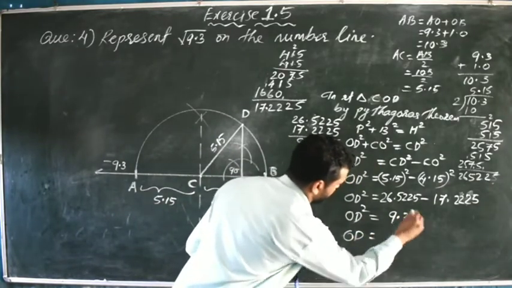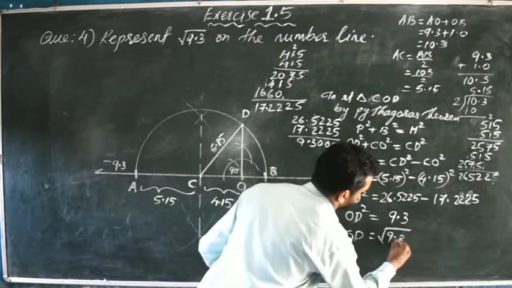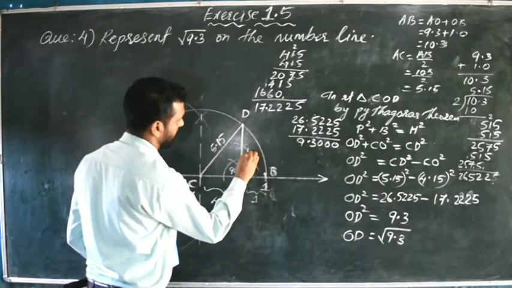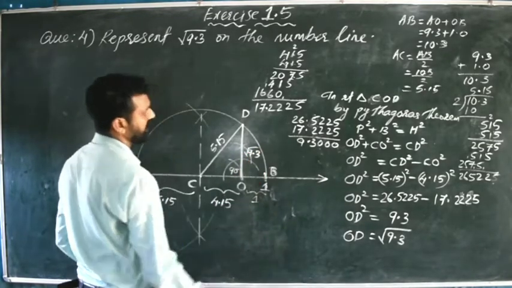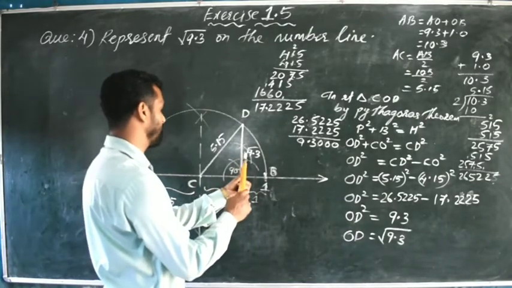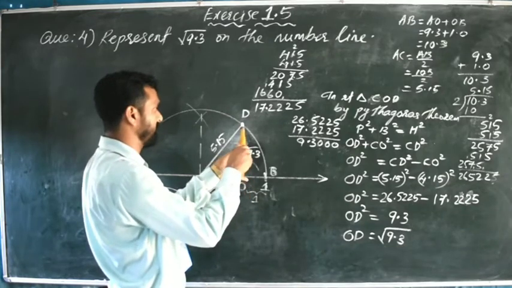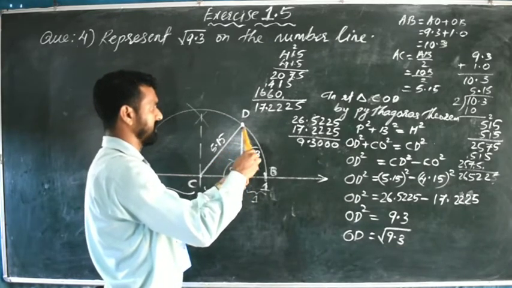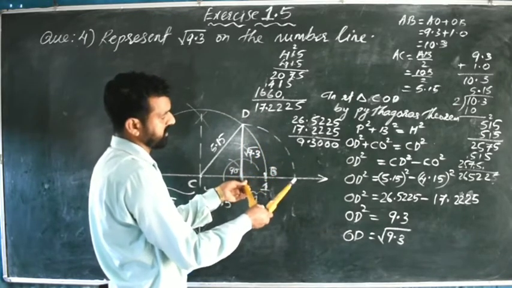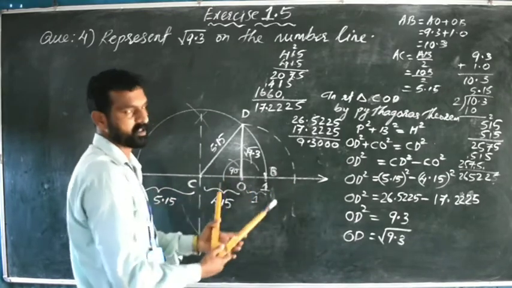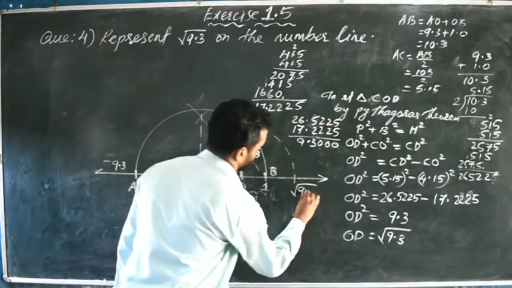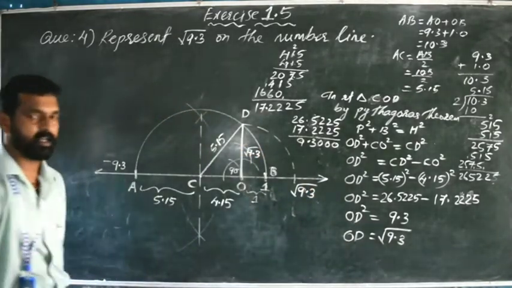OD is equal to, square transposing to the other side, it will become square root of 9.3. So the length of OD is root 9.3. Now this root 9.3, that is O to D. With O as center and OD as radius, draw an arc. It should be a dotted line. Where it touches the number line, that is the point root 9.3. So mark it there. So that is the answer.